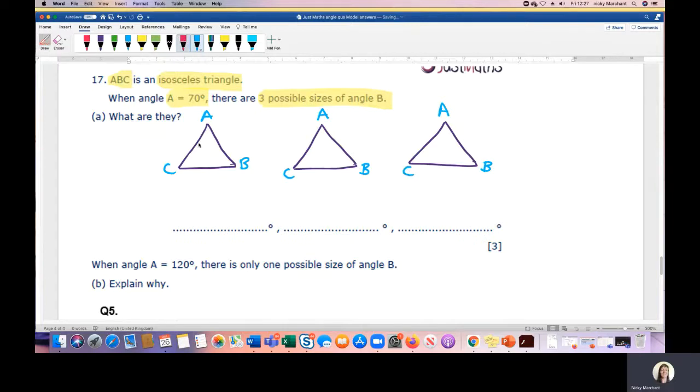Now we're going to change it. We're going to have 2 equal sides there on that first triangle. The 2 equal sides are there on that triangle. And the remaining one, the 2 equal sides are there.